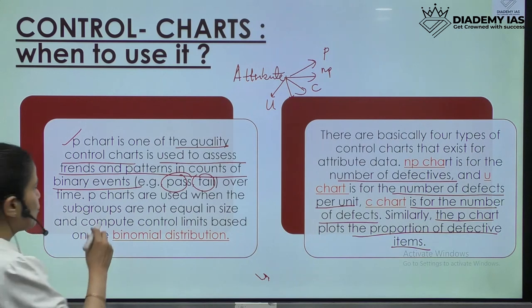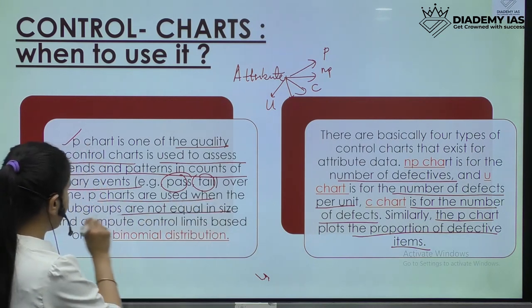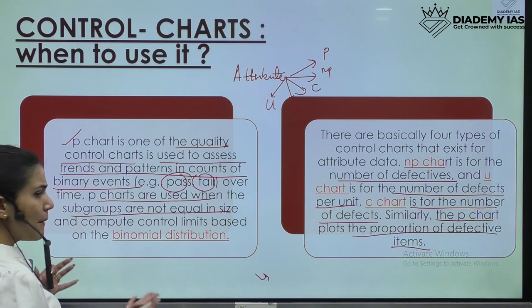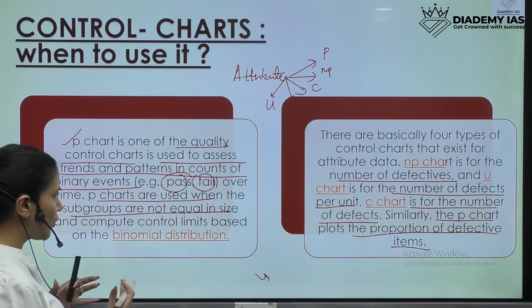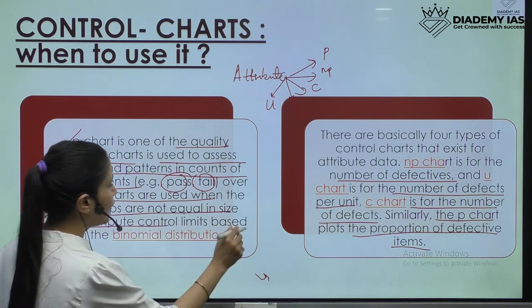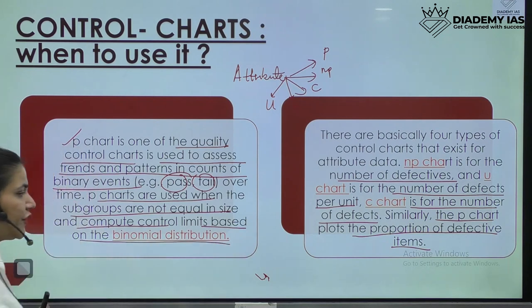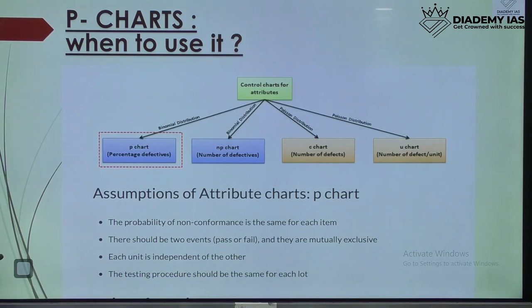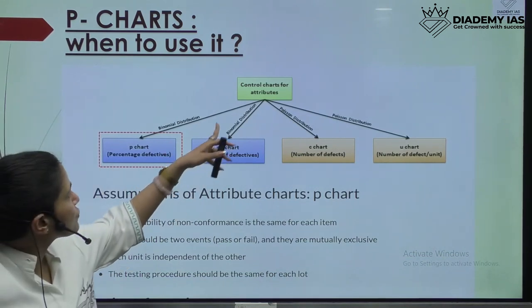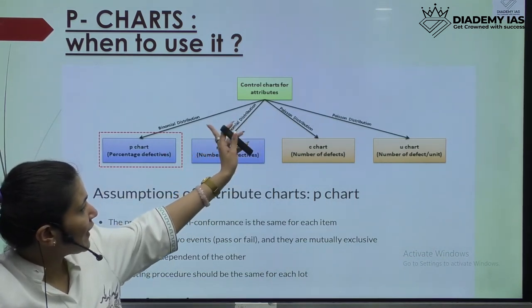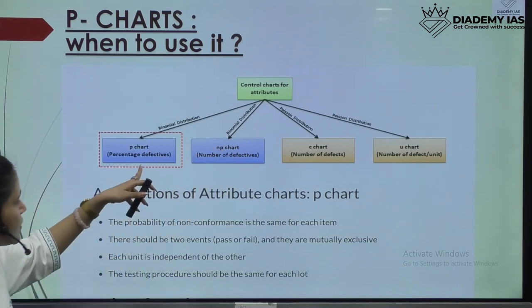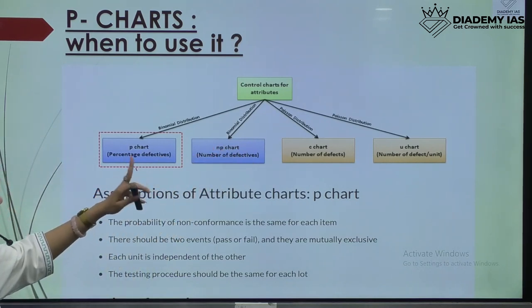P charts are used when the subgroups are not equal in size, and they compute control limits based on the binomial distribution. So for control charts for attributes, like I just told you previously, as per the binomial distribution, they use the P chart to find out the percentage defective.